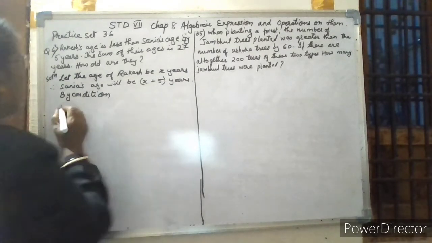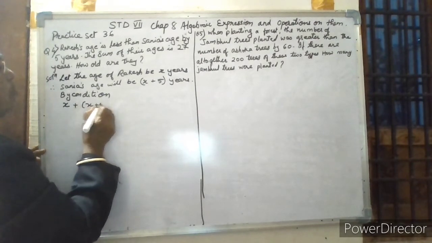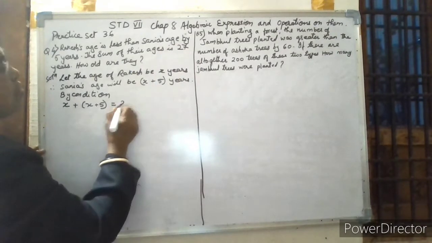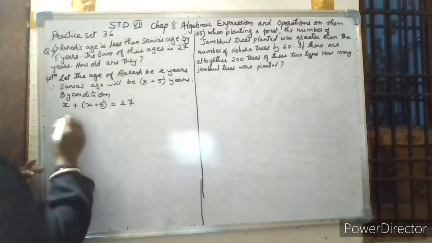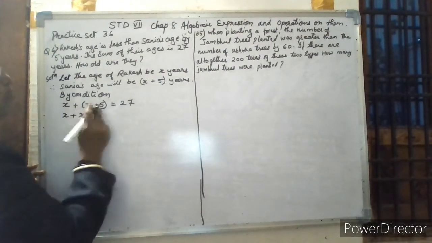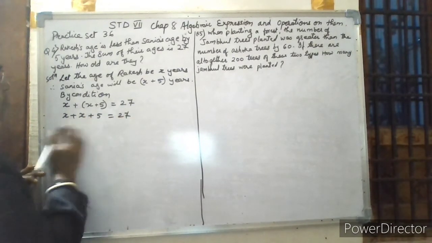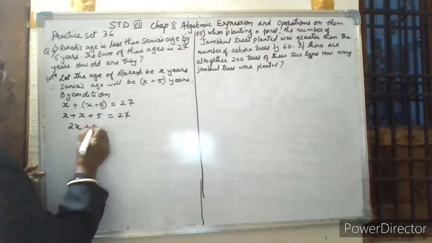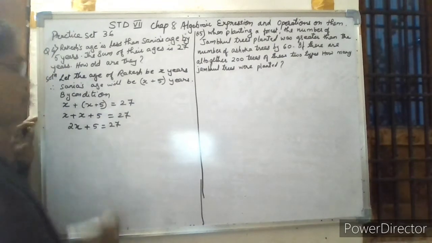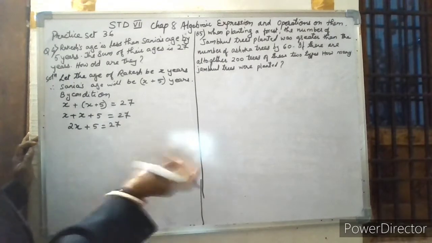That is X, this is Rakesh's age, plus Sania's age, X plus 5, is equal to 27. So here remove the bracket. X plus X plus 5 equal to 27. X plus X is 2X plus 5 is equal to 27. Now we have formed the equation. It is an equation in one variable.